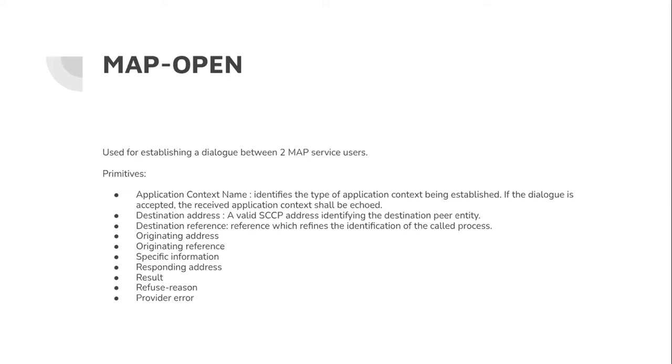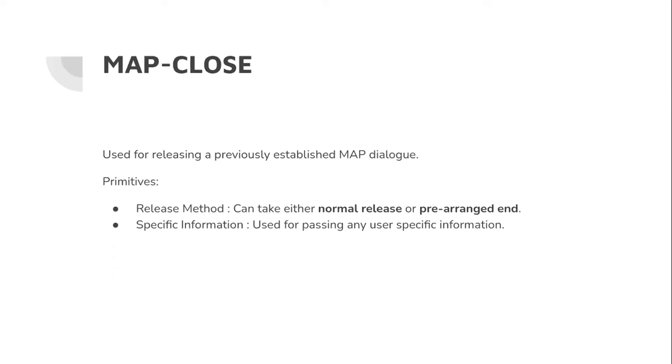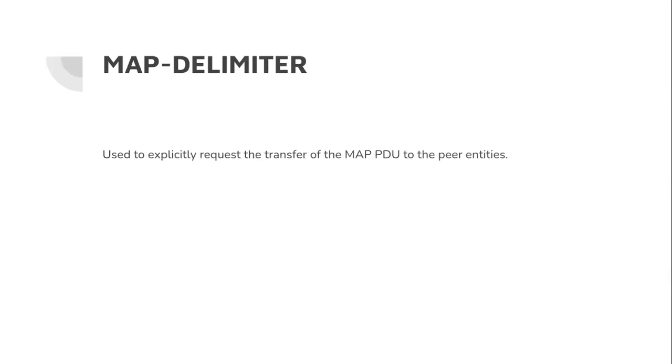Then we have specific information. We have the responding address, the result, the refuse reason, and the provider error. Then we have another service called the MAP close. It is used for releasing a previously established MAP dialog. There are two primitives in this: the release method, which can either take the normal release or a prearranged end, and finally the specific information. These are the two primitives for MAP close.